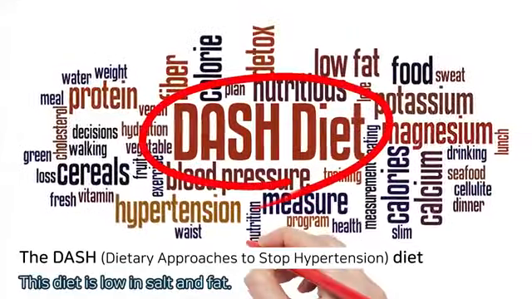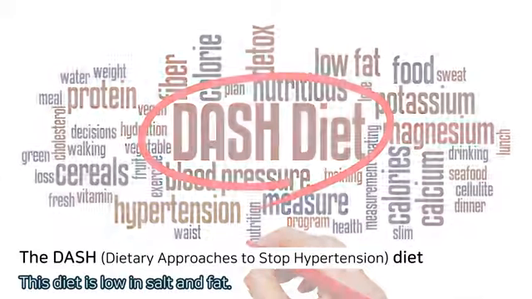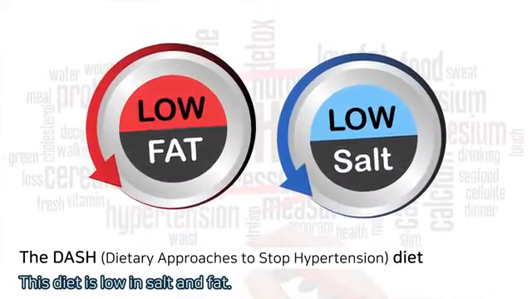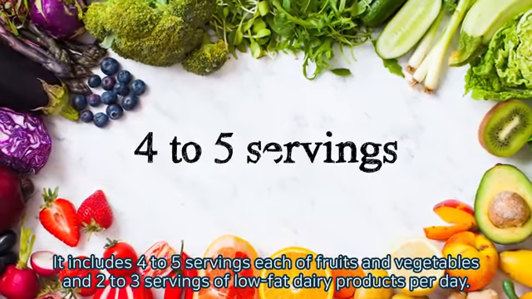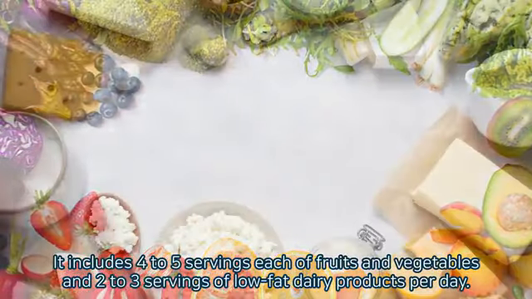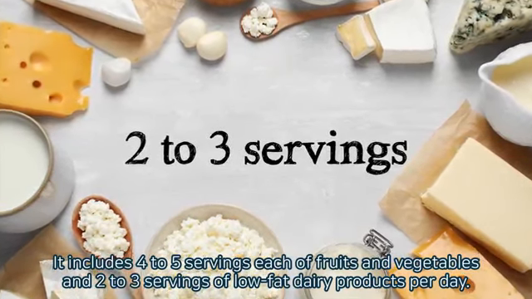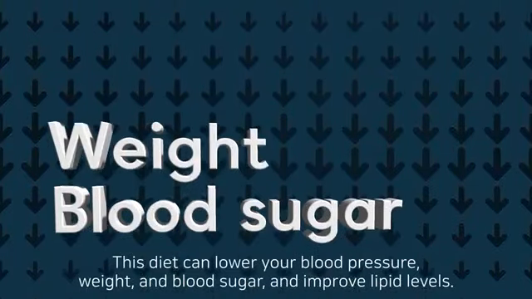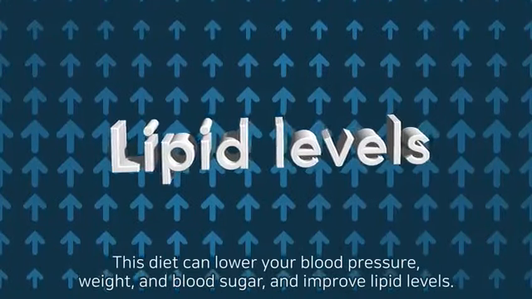The DASH, Dietary Approaches to Stop Hypertension diet. This diet is low in salt and fat. It includes 4 to 5 servings each of fruits and vegetables and 2 to 3 servings of low-fat dairy products per day. This diet can lower your blood pressure, weight, and blood sugar and improve lipid levels.